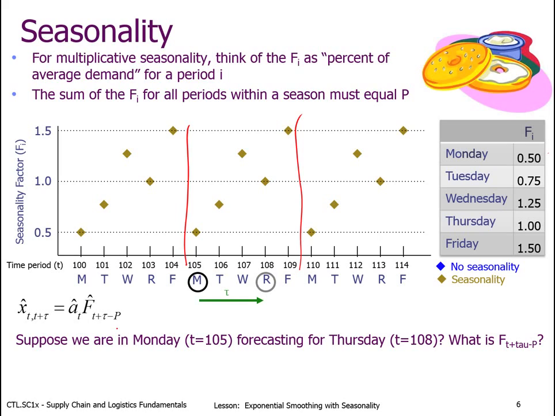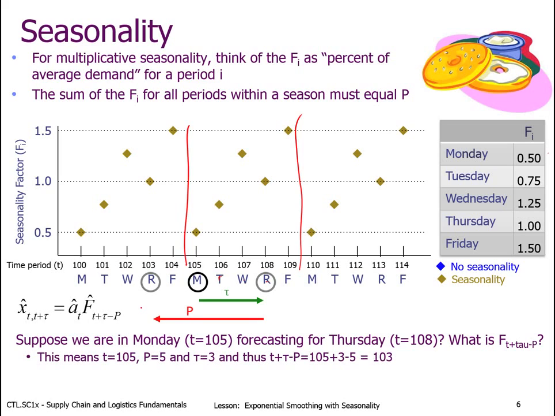So what is going to be f t plus tau minus p? Well, tau is going to be 3 because I'm going 3 days in the future, right? 1, 2, 3 to Thursday. What's my p? My p is 5, so I'm going back 5 days. And where does that take me? That takes me to the most recent Thursday that I've estimated.